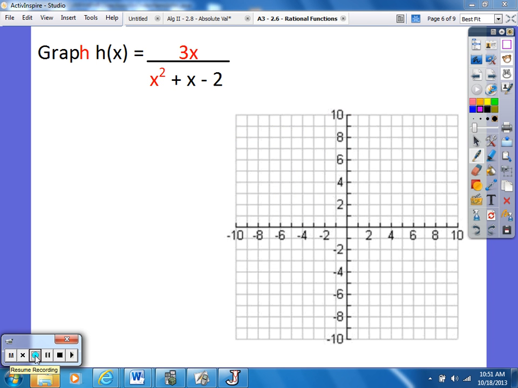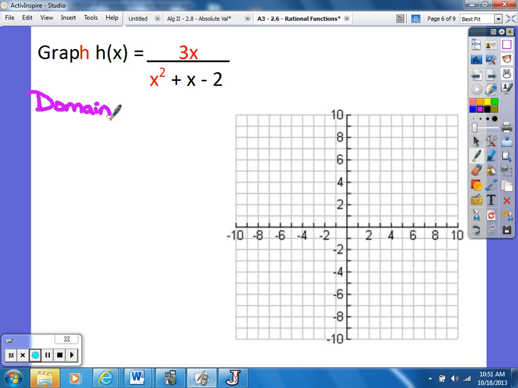So we're continuing from yesterday. We're still graphing rational functions. And what's the first thing I need to do to graph this function? What's the first thing I should find? Before I even do that? Domain. Let's find the domain.